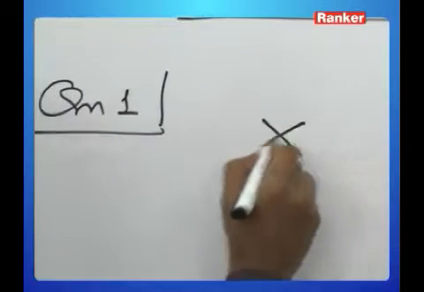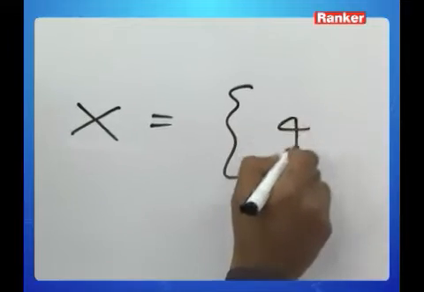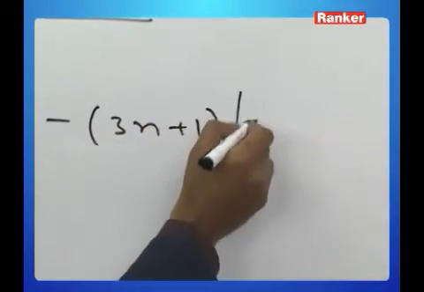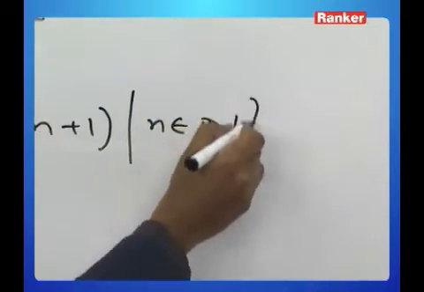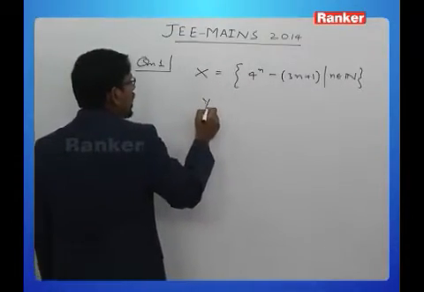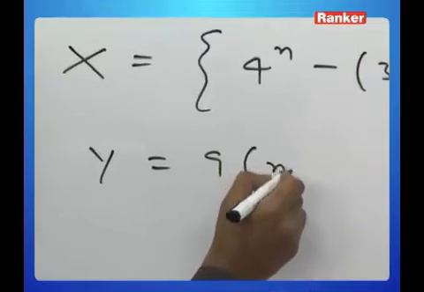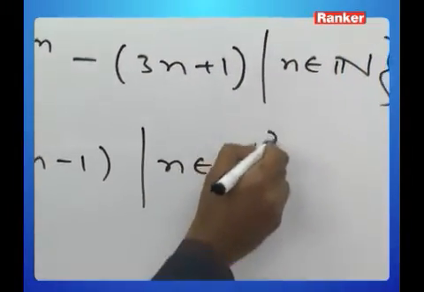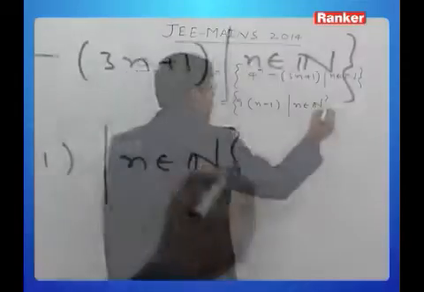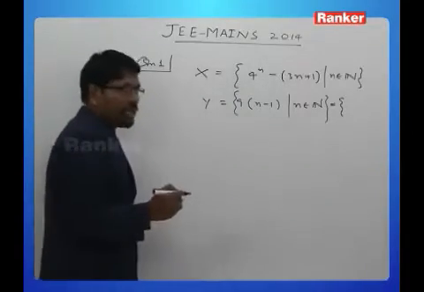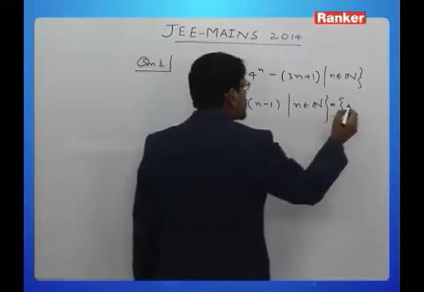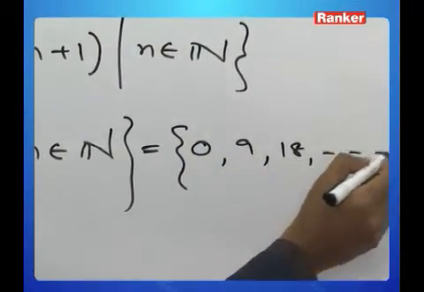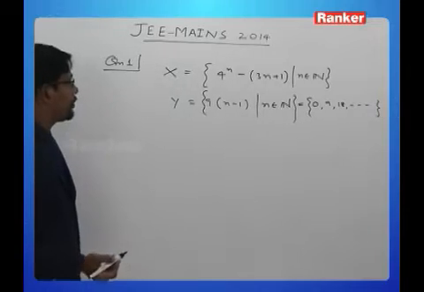Now our set was x is equal to 4 power n minus 3n plus 1, n any natural number. The set y is equal to 9 into n minus 1, n any natural number. You have here all whole number multiples of 9. So 0, 9, 18, like that. This is our set y.